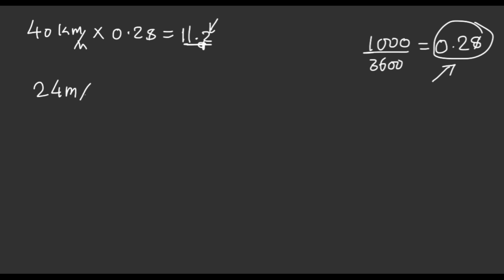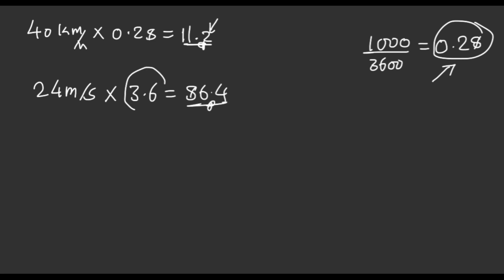24 meters per second, if I want to change this number directly into kilometers per hour, I can multiply by 3.6. So 24 times 3.6, I'm getting 86.4, which is the same as before.